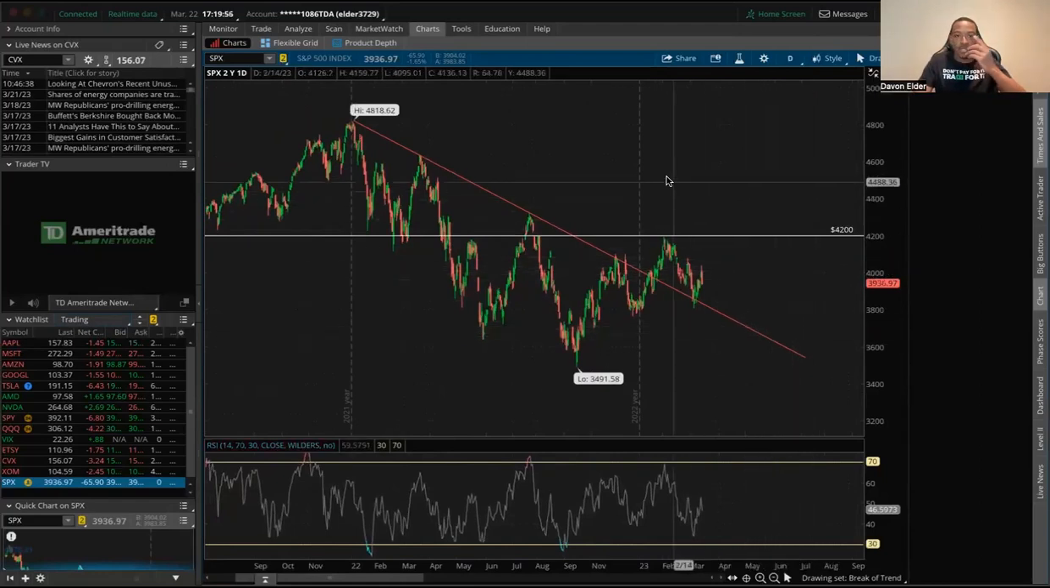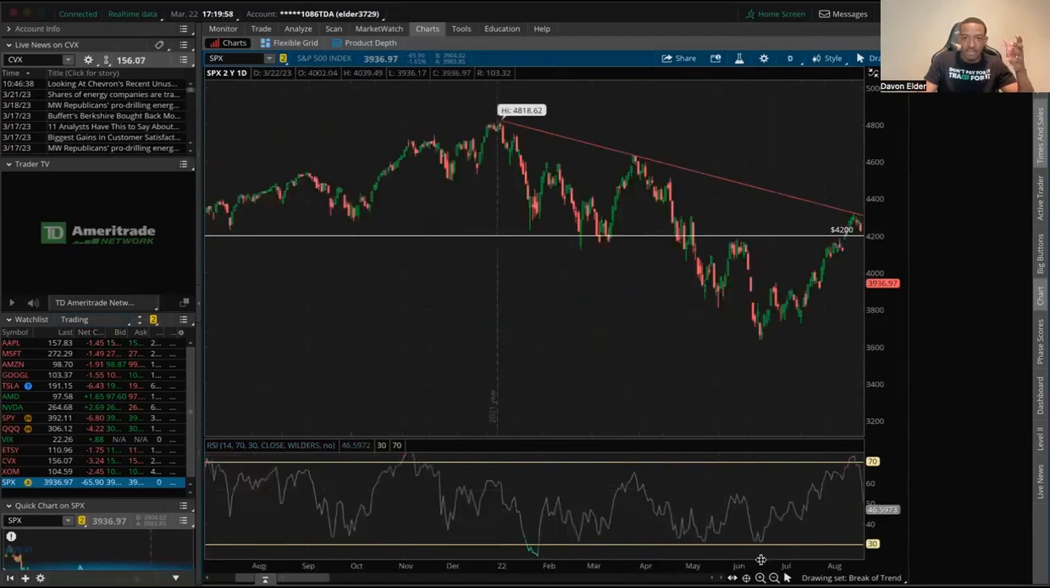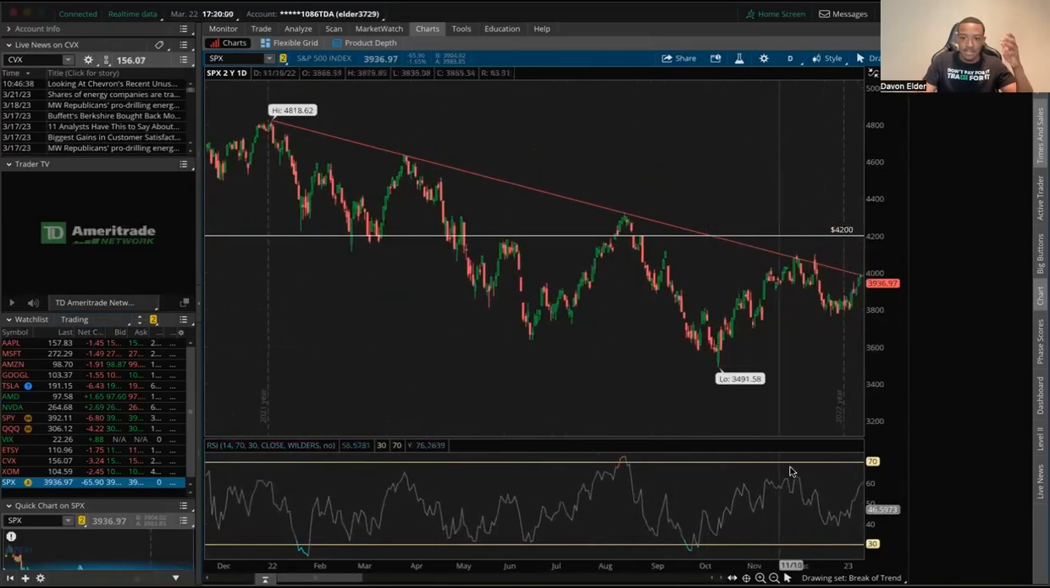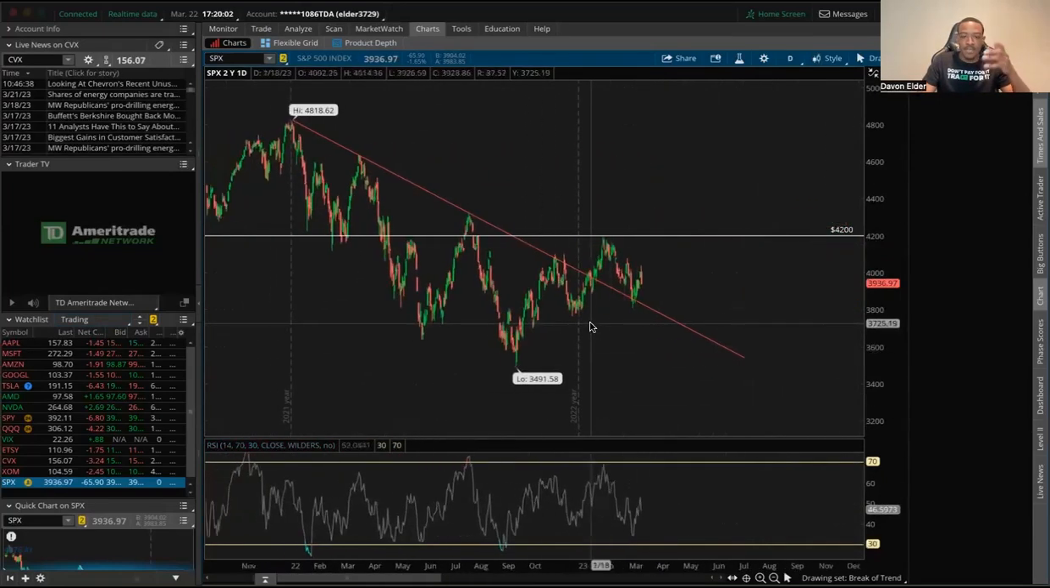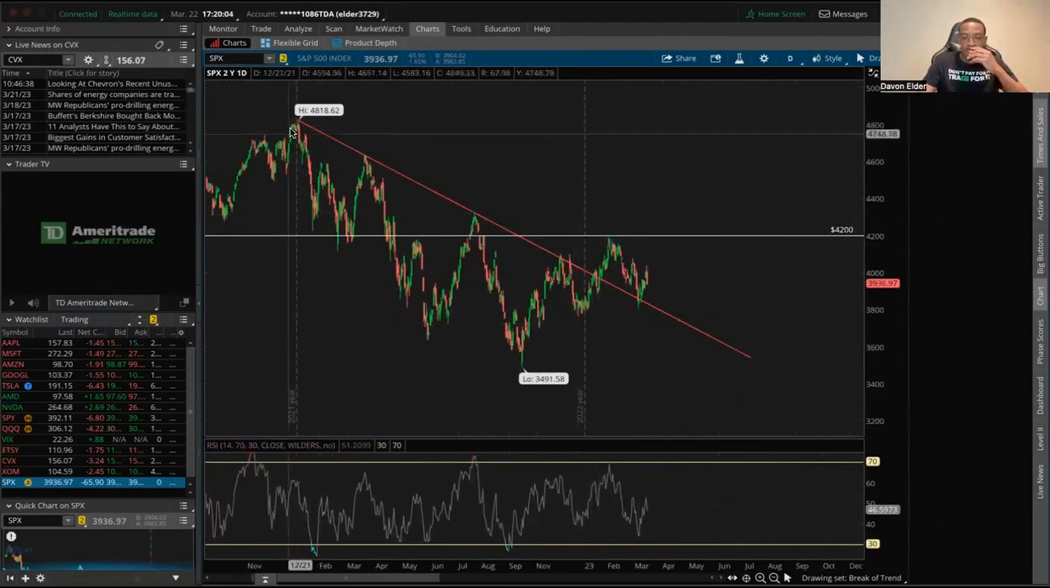Now, the one thing I want to tell you is that this is the S&P 500. This is SPX, and this is a daily chart. As we can see, I have a line drawn from the stock market's all-time high, and we have a trend line. The stock market has pretty much been trending on that downtrend. But still, we're nowhere near this low that we made in October.